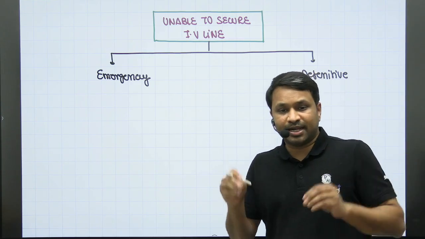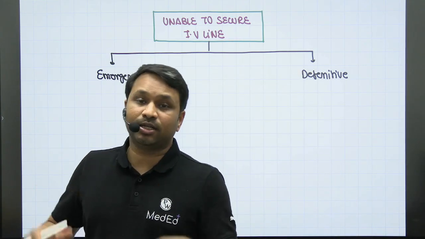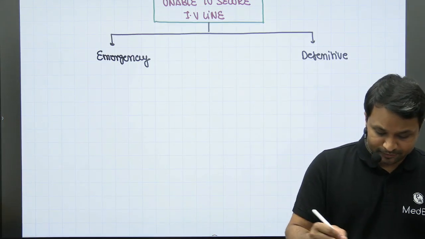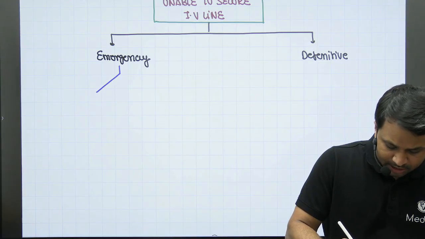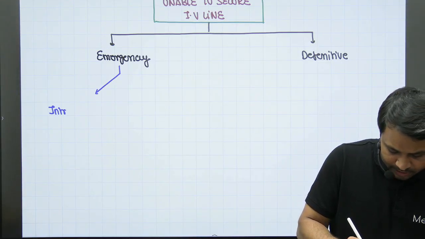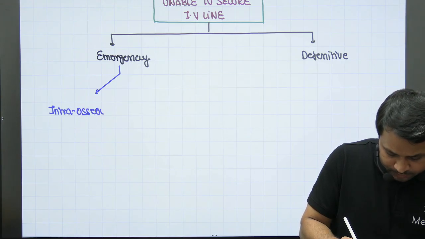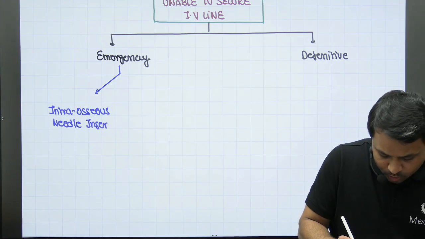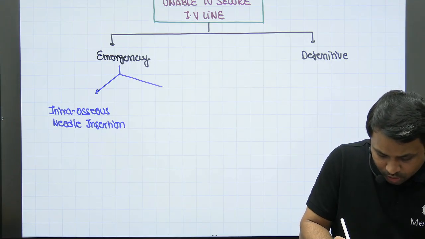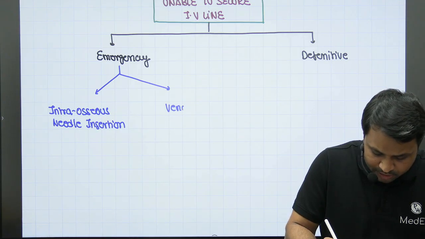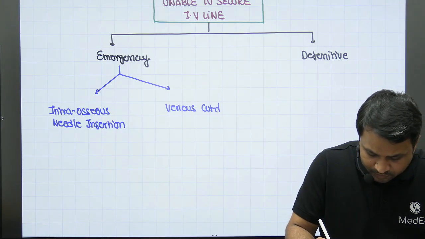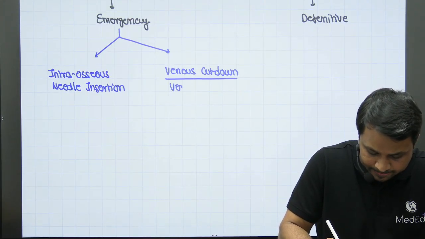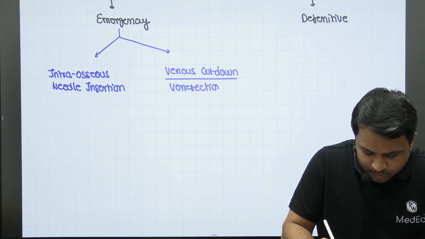Okay. Now, it's an emergency context that you need to get the line as soon as possible so that you can flush. So in an emergency situation, I have two options. I can do an intraosseous needle insertion, or I can perform a venous cut down. A venous cut down is also commonly referred to as venesection.